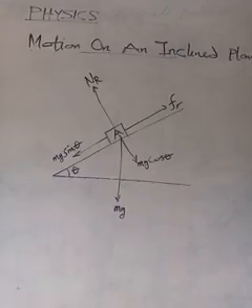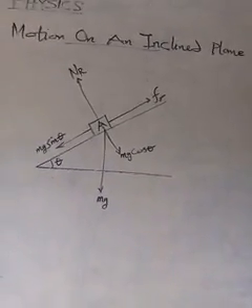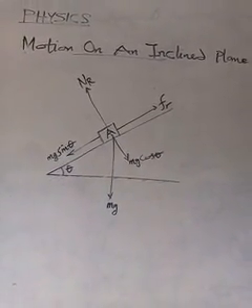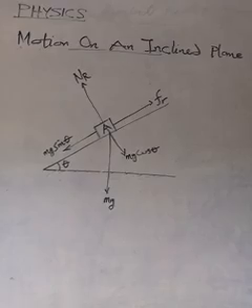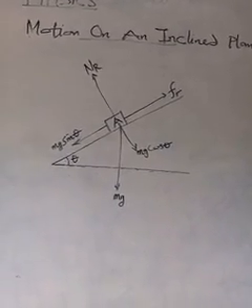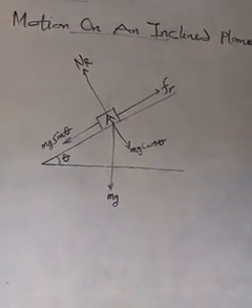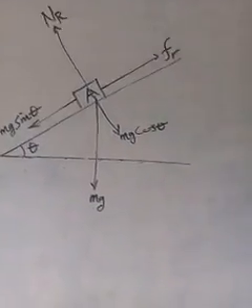Now we want to calculate the acceleration of the body when the body is in upward motion and when the body is in downward motion. Before we proceed, let's quickly look at when the body is not moving. That is when the body A is at rest.